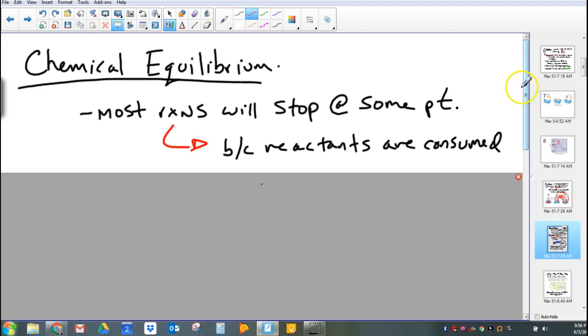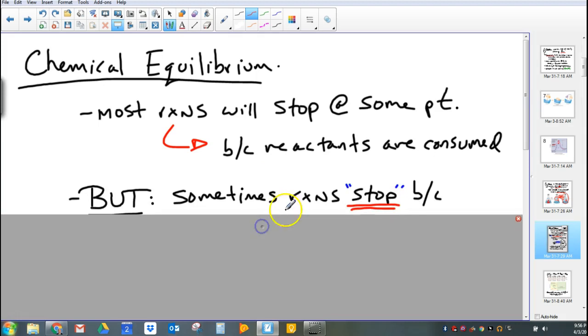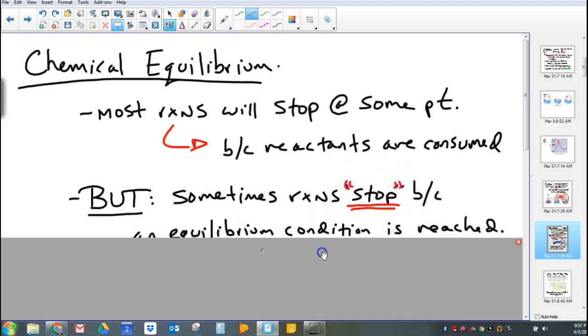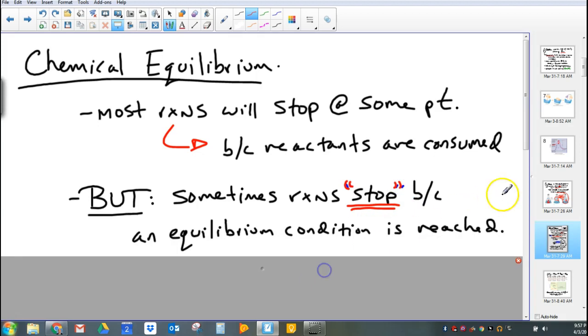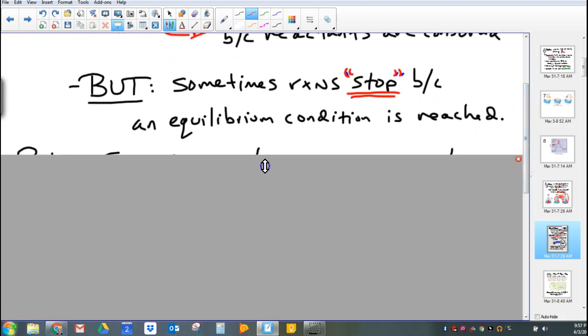Another way to think of this is to compare and contrast it with the way we've been thinking about reactions to this point. So most reactions, as we know, will stop at some point because reactants are consumed. And then, of course, the reaction shuts down if a reactant is missing. But sometimes reactions "stop," and notice that's shown in quotation marks for a reason, because they don't really stop at equilibrium. I'll show you what I mean in a little bit. Some reactions stop because equilibrium is reached.